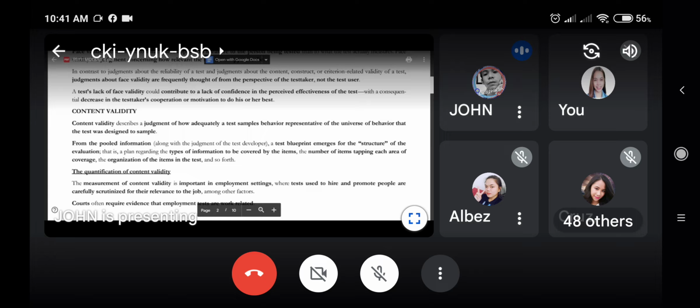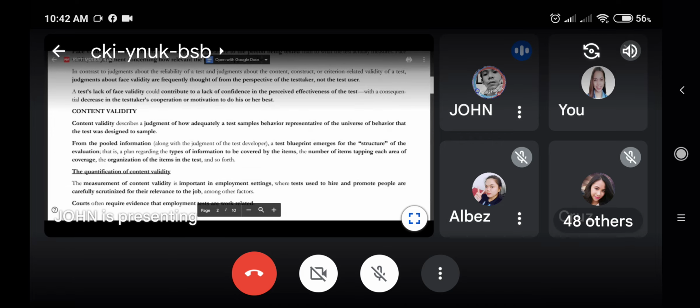Tapos iisa-isahin mo yon: yung 20 items for reliability, are all these items a measure of reliability? Are all these items in the spiral progression, for example, in the knowledge part, are there also items for the process and items for the understanding level of the test? So yung ganun po, that's the purpose of content validity.